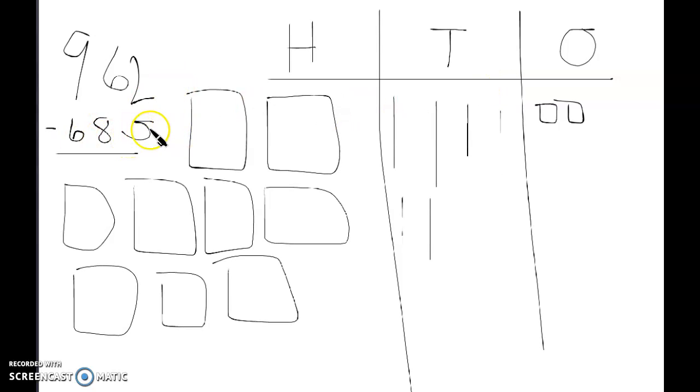So 5 is bigger than 2. So we need to go to the tens column, and we're going to exchange a long, which is worth 10, for 10 ones. So then we're going to bring 10 ones over here.